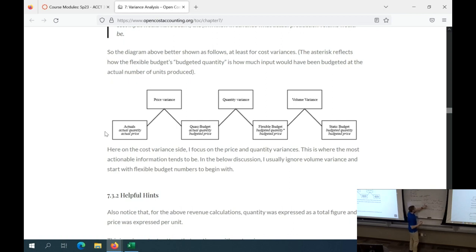Right here, we used 1,250 hours, where if we were on task, we would have used 1,000 hours to produce those 4,000 units. That means we have 250 hours unfavorable, wasted time, if you will. That's kind of what that reflects.